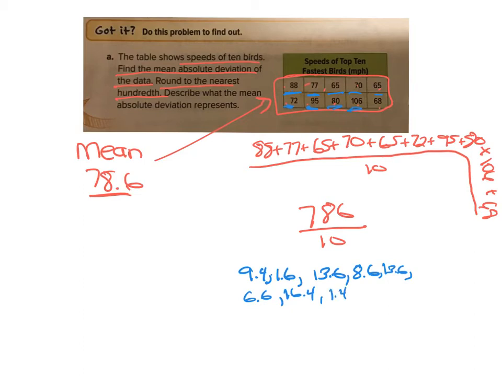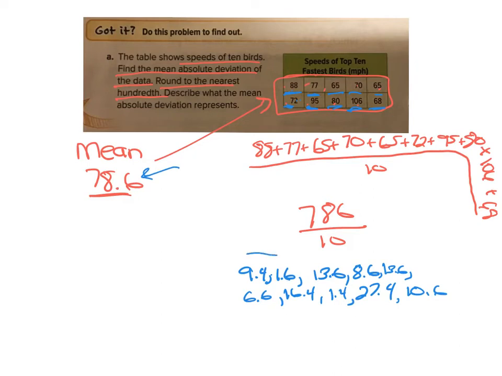Now 106 minus 78.6 is 27.4. This is a lot of computation. 68 minus 78.6 equals 10.6. Okay, so that's the difference between all of these numbers and the mean.